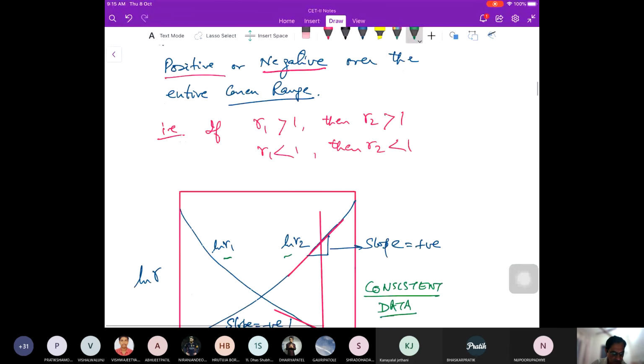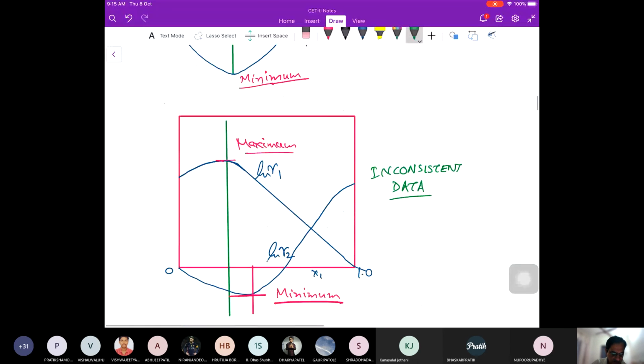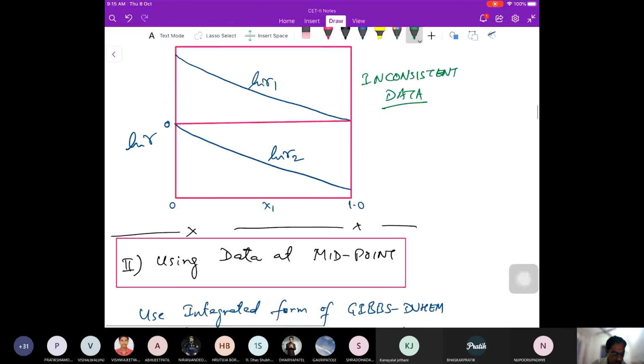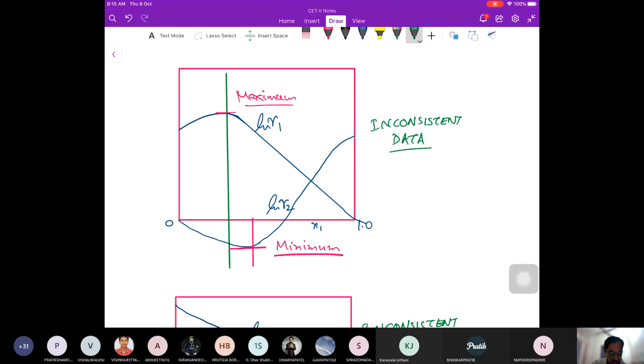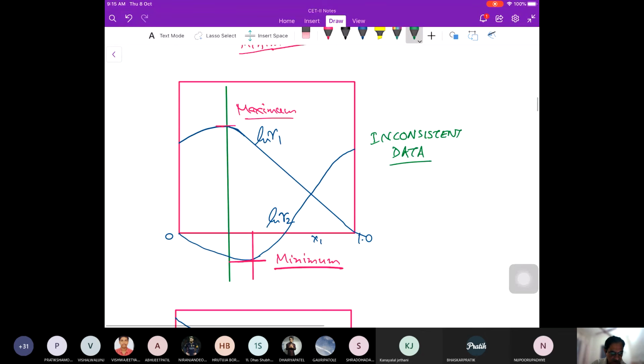Okay, so these are the second condition, and the third one. So let's look at inconsistent data. When will data become inconsistent? If I look at this data, ln gamma 1 and ln gamma 2 versus x1, ln gamma 1 has a maximum at this composition, whereas ln gamma 2 has a minimum at a different composition, not the same composition, and hence the data is inconsistent.